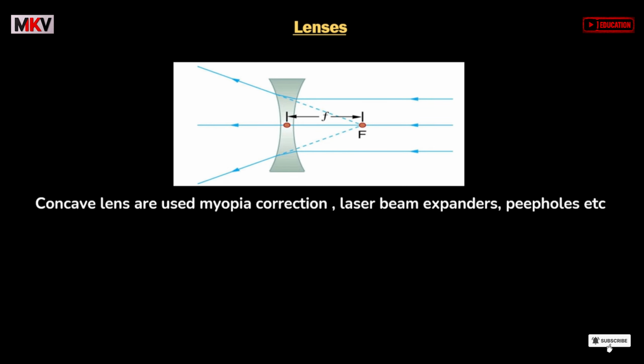So concave lenses are used for myopia correction, laser beam expanders, peepholes, etc. So these are the uses of concave lenses.